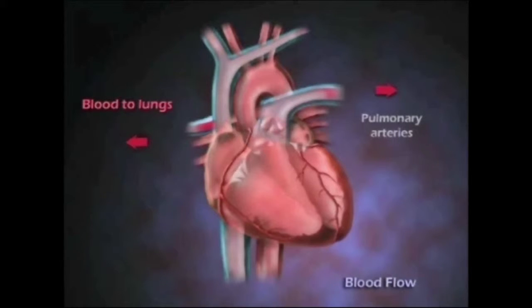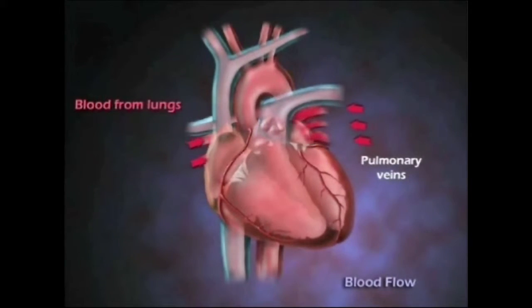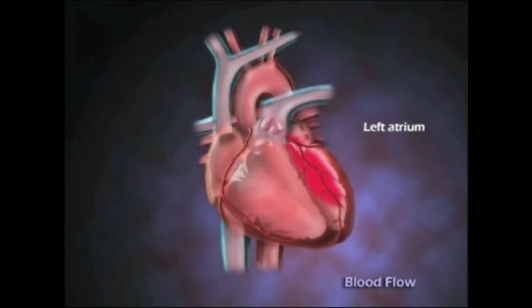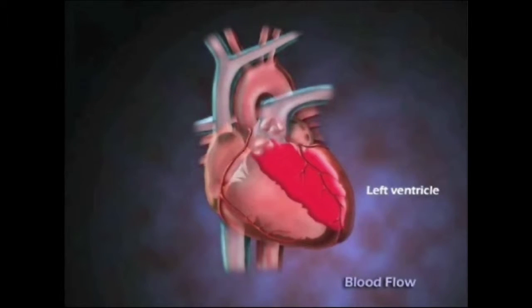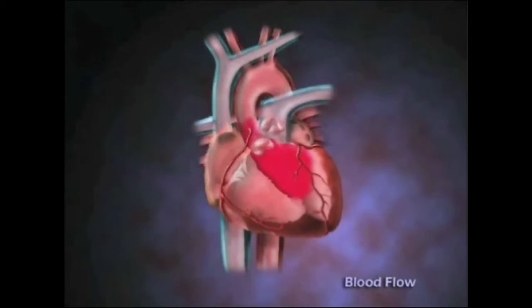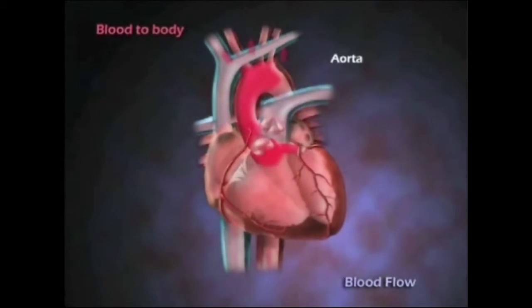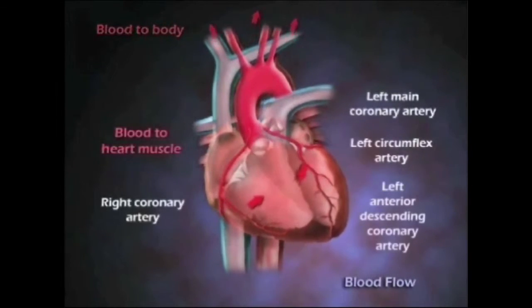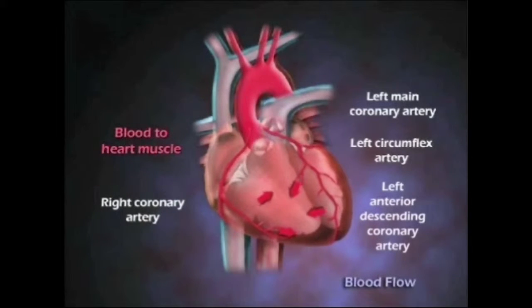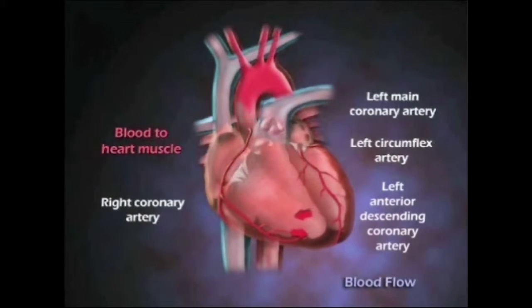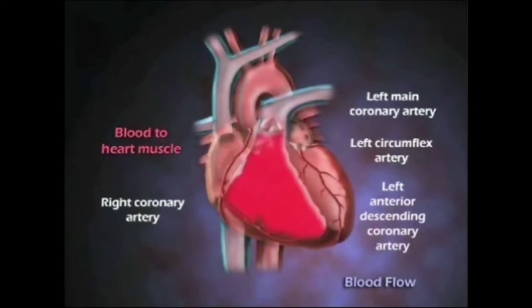Blood then travels to the lungs where it receives oxygen and returns to the heart via the pulmonary veins to the left atrium. Again, during diastole, blood passes through the mitral valve into the left ventricle. During systole, the mitral valve closes and the aortic valve opens. Blood is expelled into the aorta and oxygen-rich blood is supplied to the body. In addition, oxygenated blood is supplied to the cardiac myocardium via the coronary arteries, which arise from the ascending aorta.